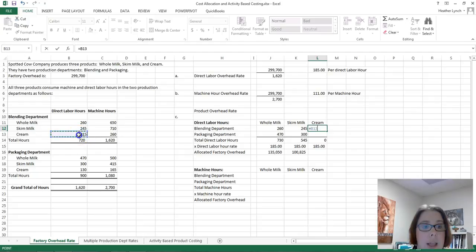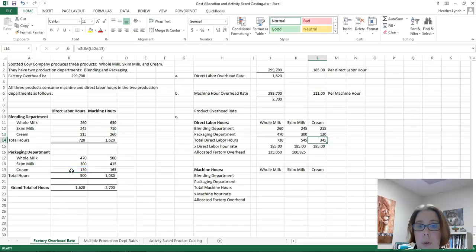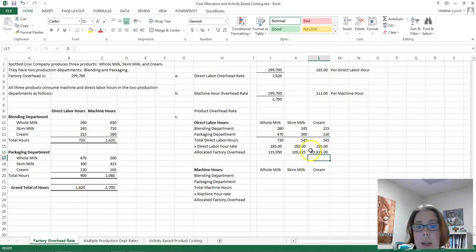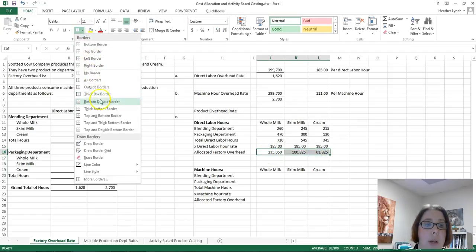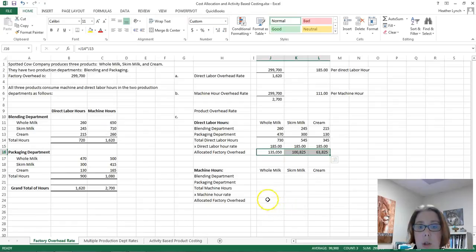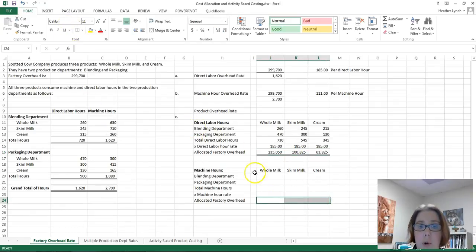And let's do it for the cream. Cream direct labor hours is 215. For the packaging, it is 130 for the cream. Again, we're looking at $185 per direct labor hour. We had total direct labor hours of 345. Take that times the 185, and that gives you 63,825. So those are the costs that are going to be assigned based on the direct labor hours.